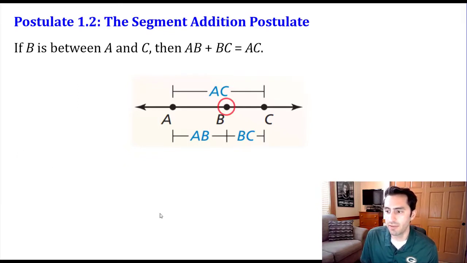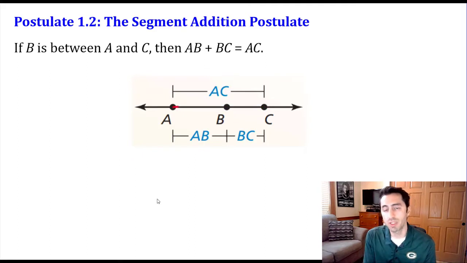So I have a point B, and it's in between two other points A and C, all on the same line. Now the segment addition postulate says if I take these two smaller segments, so if I take the distance from A to B, and I add that to the distance from B to C, that is the same as the entire segment, the entire distance from A to C.